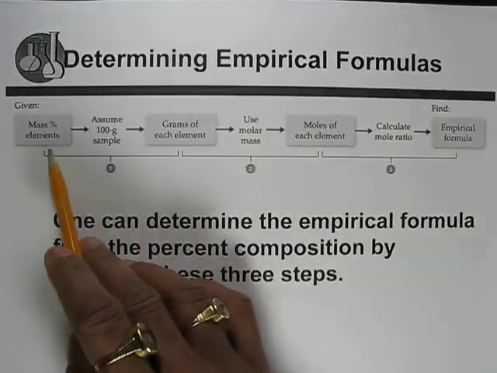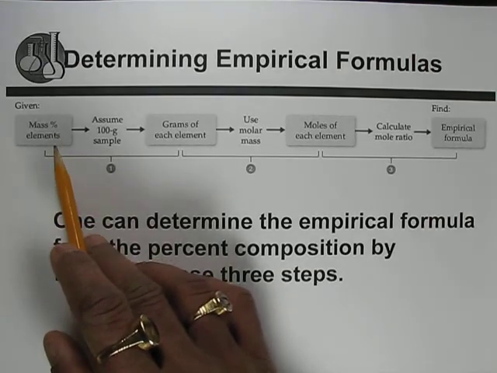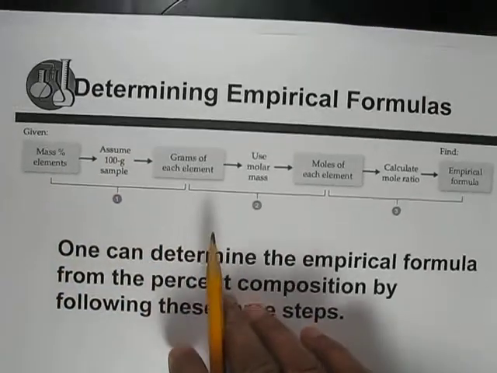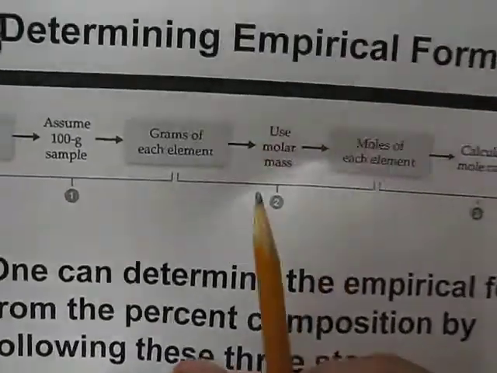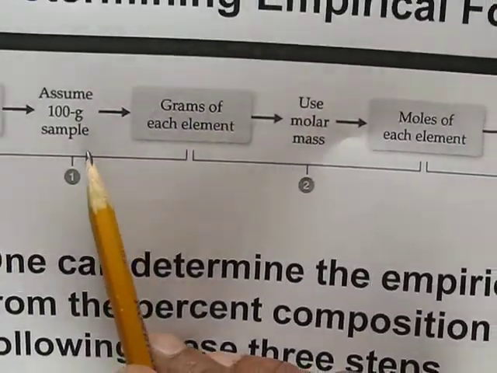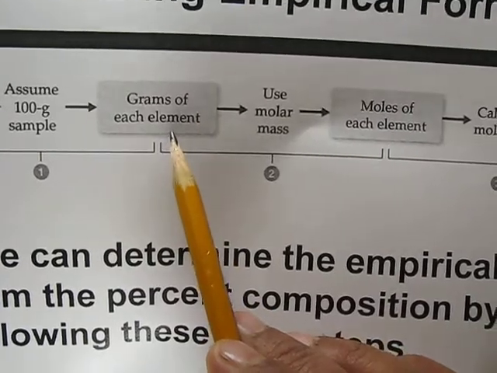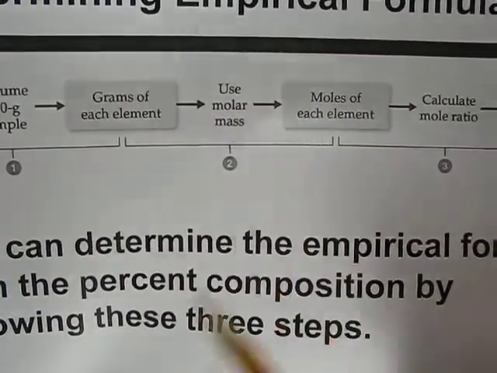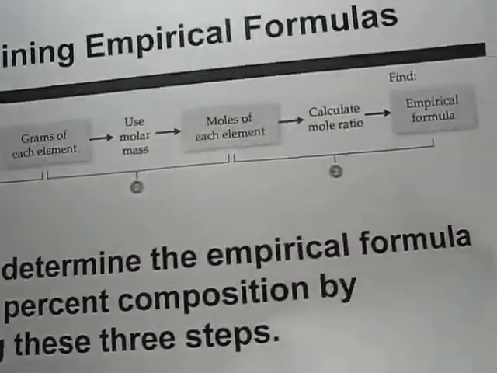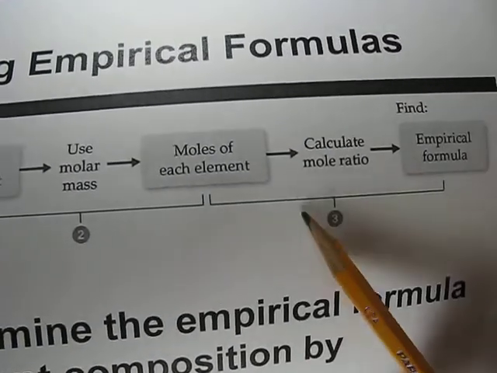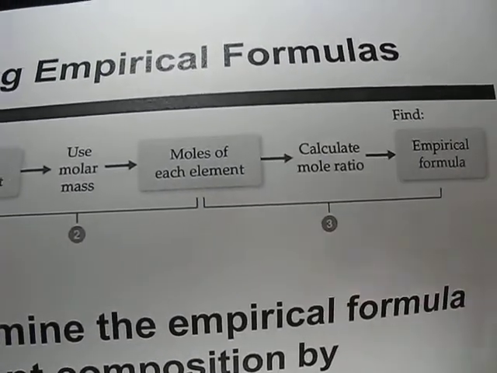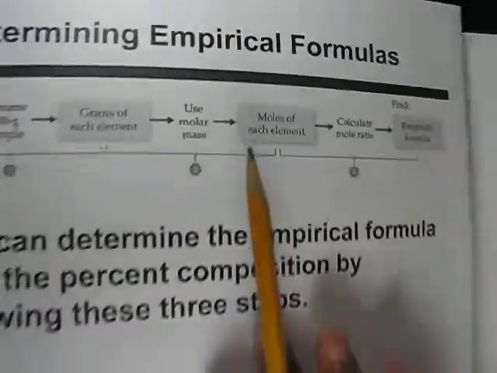First you have to find the mass percentage of each element, then assume 100 gram of sample, then convert to gram of each element, use molar mass, find the moles of each element, calculate the molar ratio, and find the empirical formula.